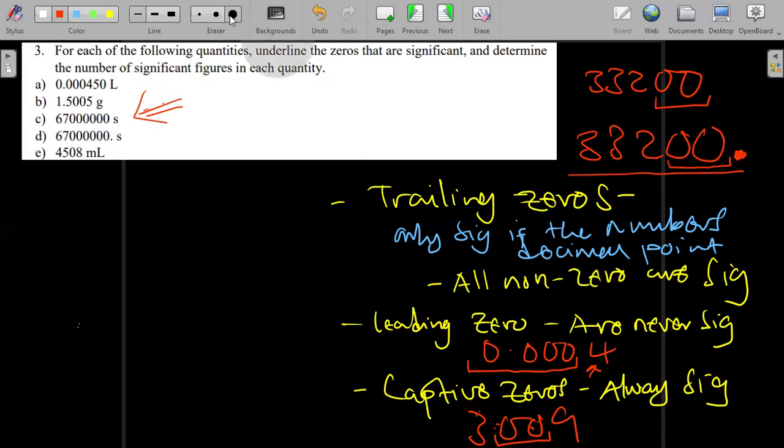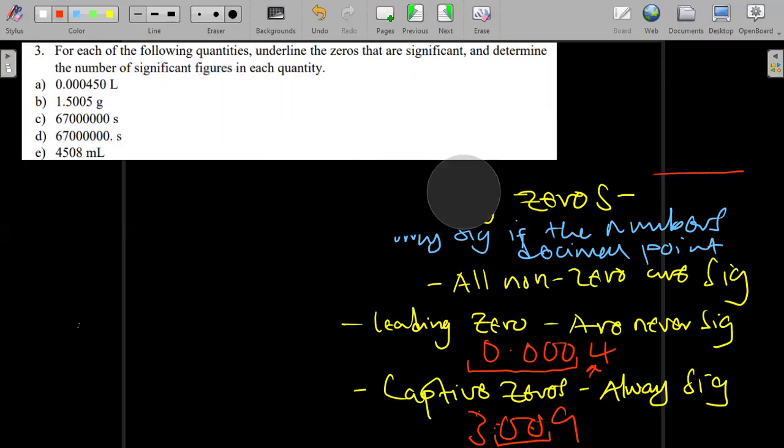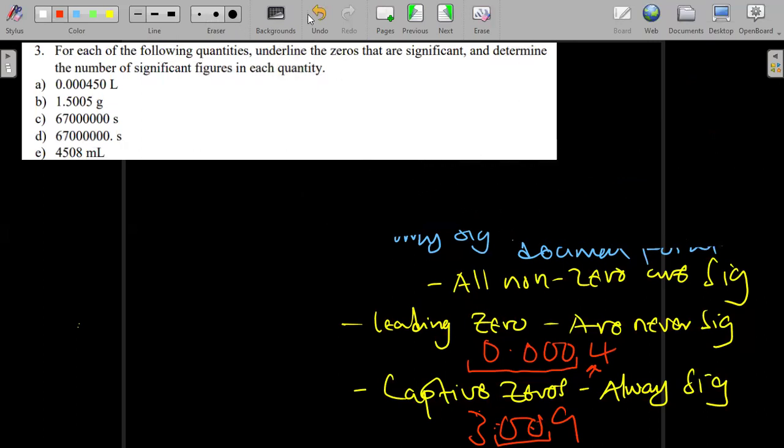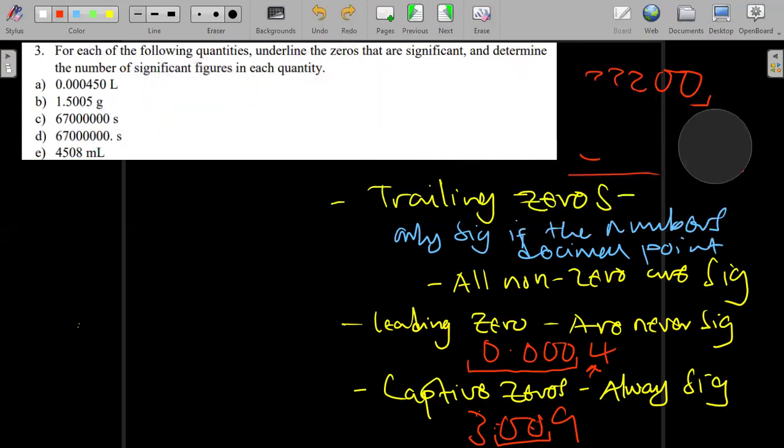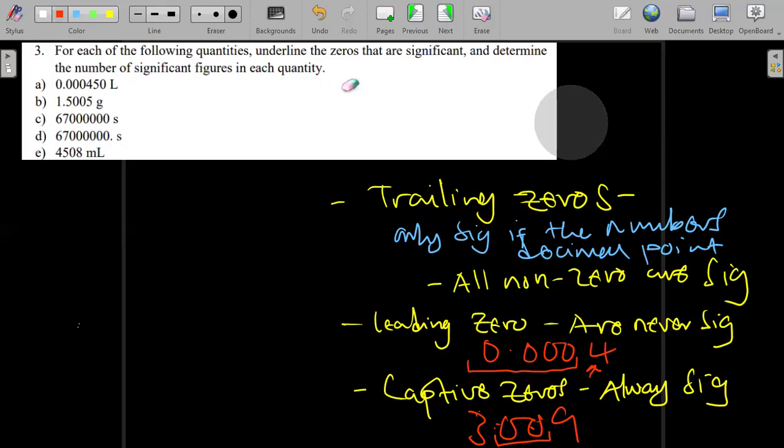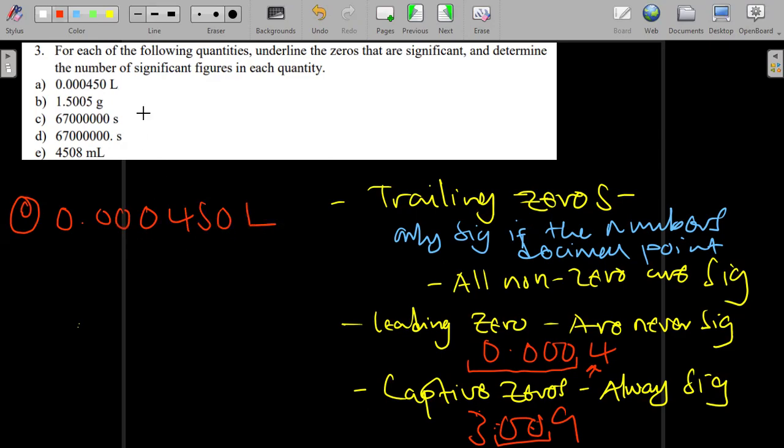So now that we've understood these rules, we can actually answer these questions. Maybe I should just leave the rules there so that we can be referring to them. Okay, so let's start with the first one. So A, they're saying 0.000450 liters. Okay, so the first condition here is they're saying underline the zeros that are significant. So these zeros here, the leading zeros, they are not significant. Why? Because they are leading zeros. We said leading zeros are never significant.